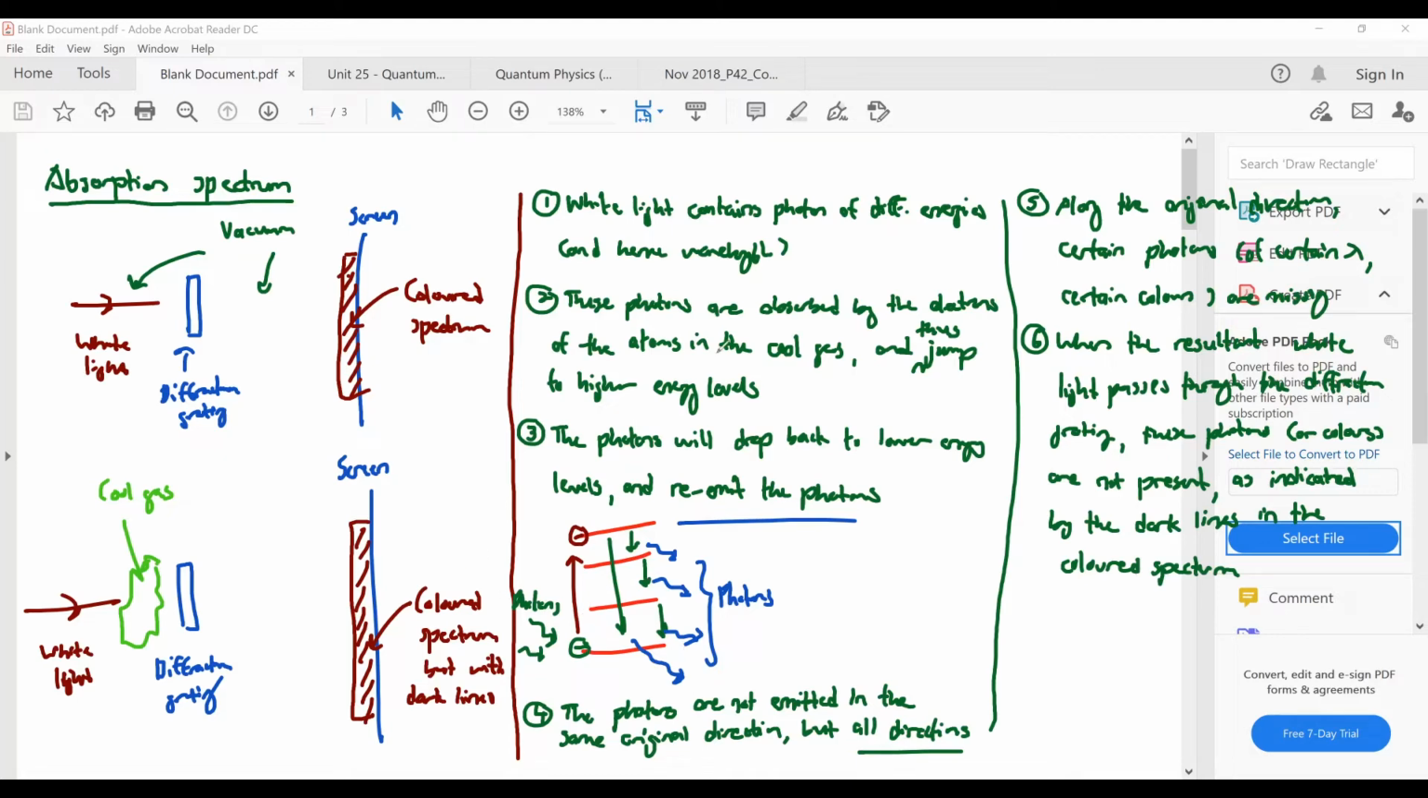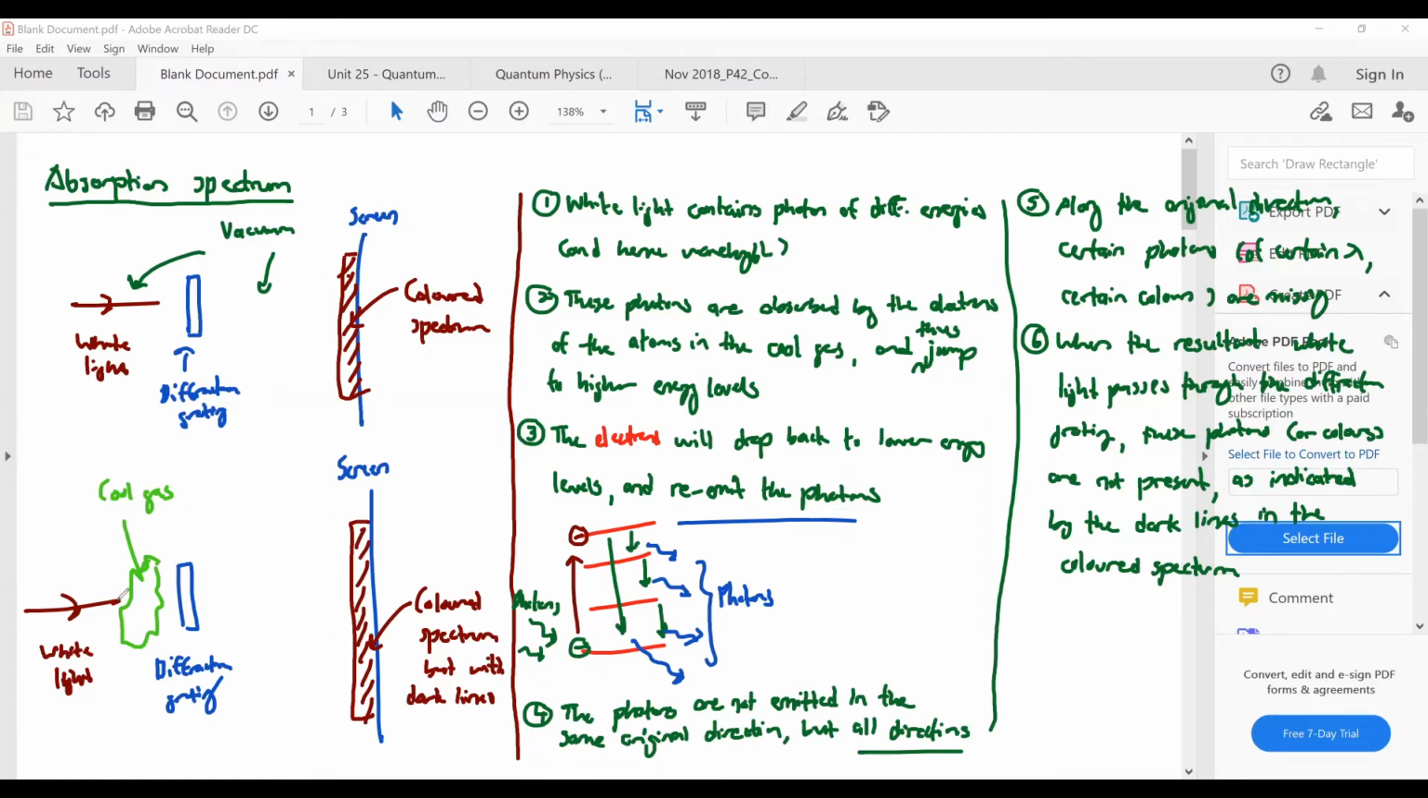So I'll just go through the points again. White light contains photons of different energies and hence certain wavelengths, certain colors. These photons are absorbed by the electrons of the atoms in your cool gas. They jump to a higher energy level. But then these electrons will drop back to lower energy levels and re-emit the photon. It will re-emit the photons again, but now the photons are not emitted in the same original direction, but in all possible directions.